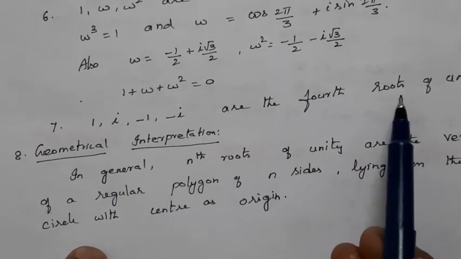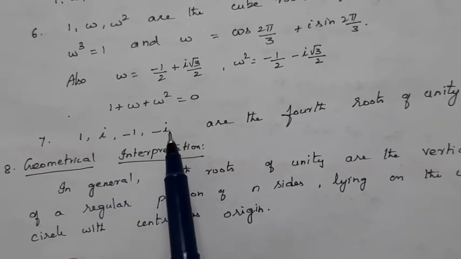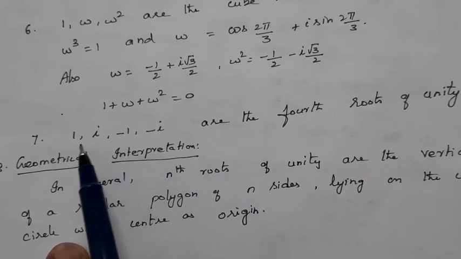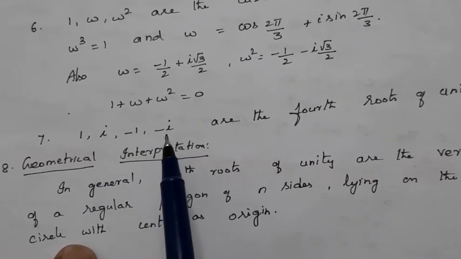And what are the fourth roots of unity? 1, i, minus 1 and minus i. Instead of representing them as 1, omega and so on, it is easy if we remember them in this form, that is 1, i, minus 1 and minus i.